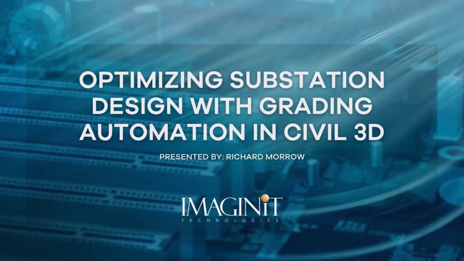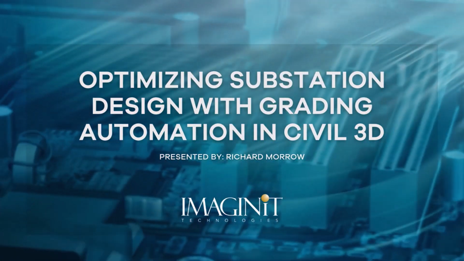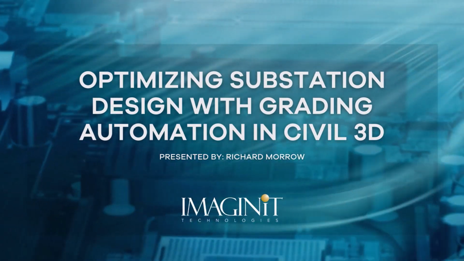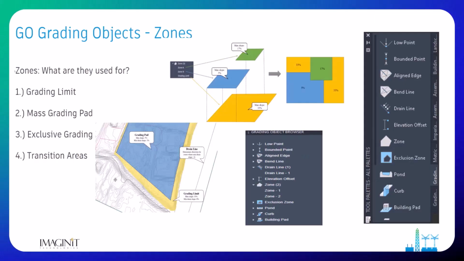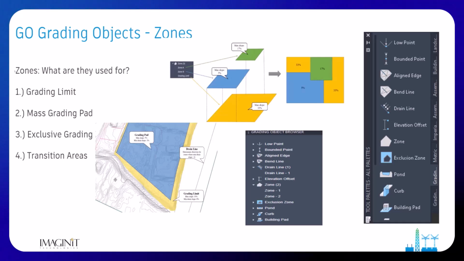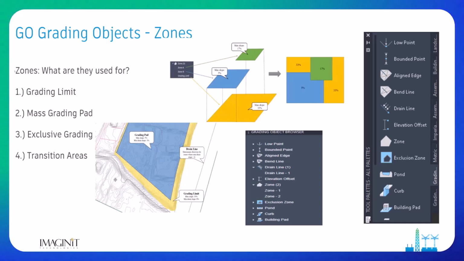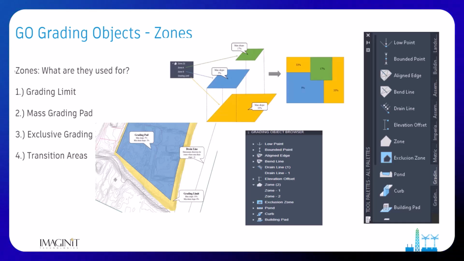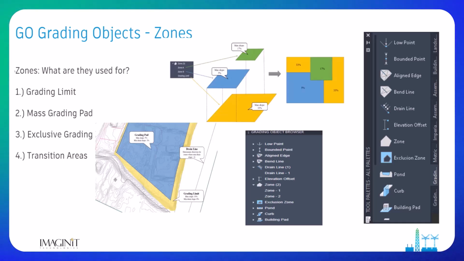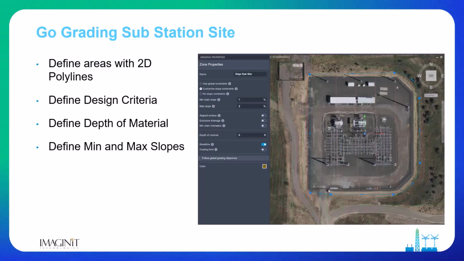Welcome to this short session on grading optimization and how it can be used in substation design. Grading optimization allows you to build up different zones and stack those zones within an area. So this allows you to use 2D polylines, and that is key, to lay out these different zones and areas, and then apply different design criteria to those 2D polylines. And from that point, it takes a look at all these different zones and will grade according to your criteria.